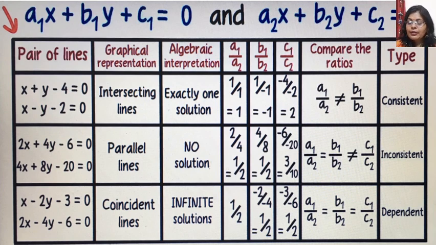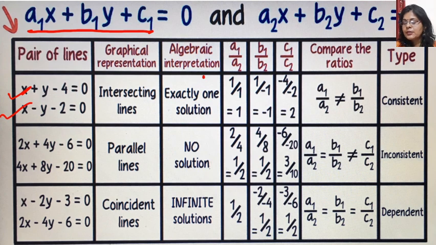Make a table: write down the pair of lines, graphical representation, algebraic interpretation, and here are the conditions and the type of the equation. The equation should be of the form a1x plus b1y plus c1 equal to 0, and a2x plus b2y plus c2 equal to 0. We have taken two pairs of lines. Earlier we took the same lines and studied x plus y minus 4 equal to 0 and x minus y minus 2 equal to 0.